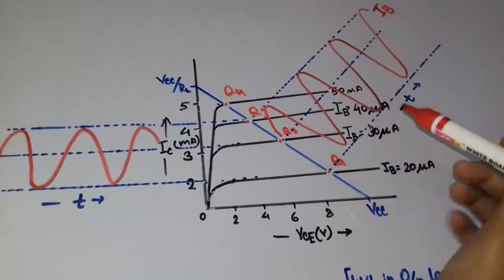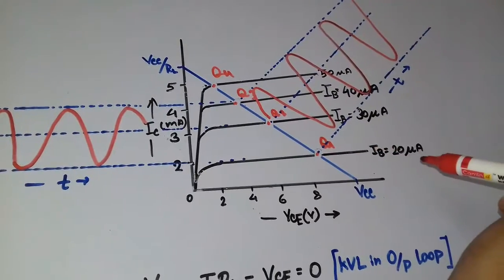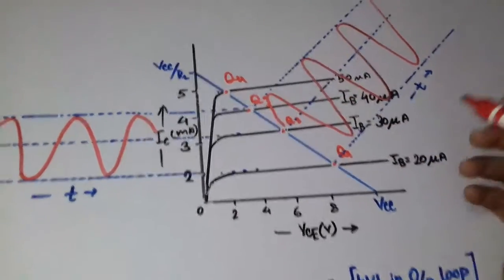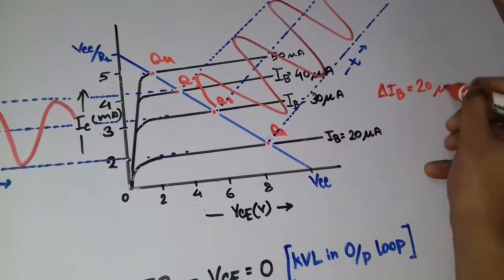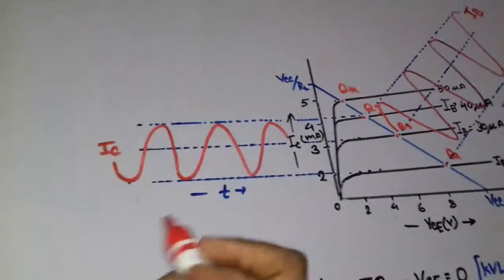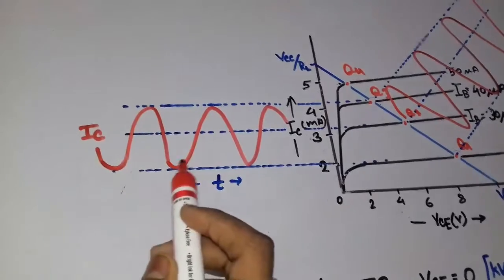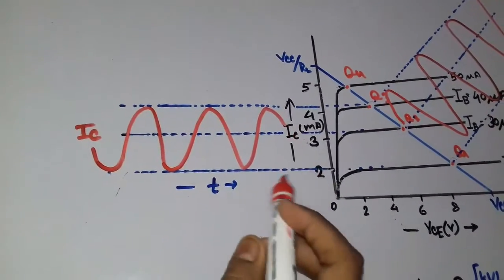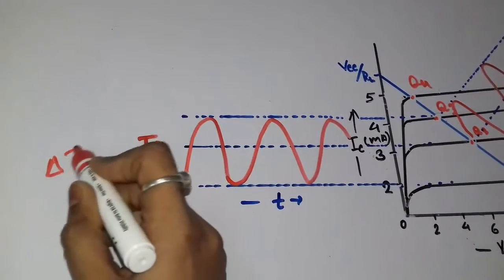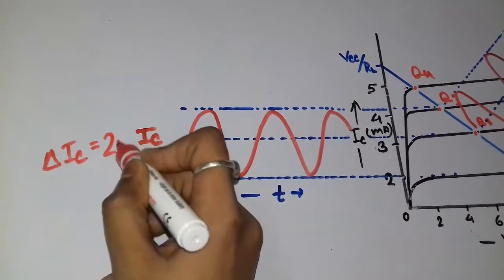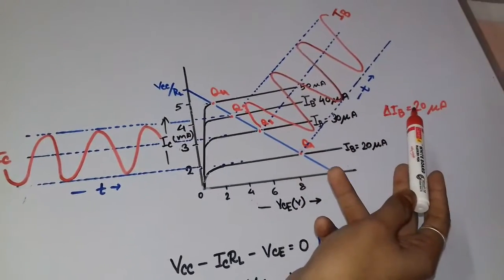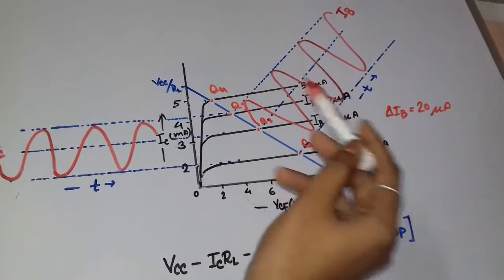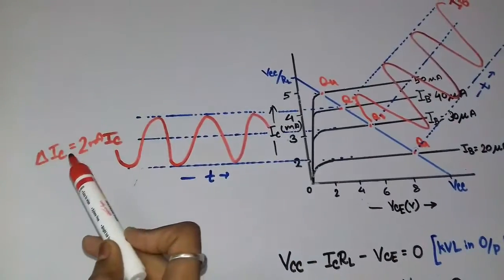You see there the IB is changing from 20 microampere to 30 to 40. So the range of IB is 40 minus 20, 20 microampere. And here it is the IC, the collector current. The output current is sweeping between 2 to 4 milliampere. That is delta IC is 2 milliampere. So we can say that a little change in the base current, a change of 20 microampere in the base current, will change the collector current by 2 milliampere.